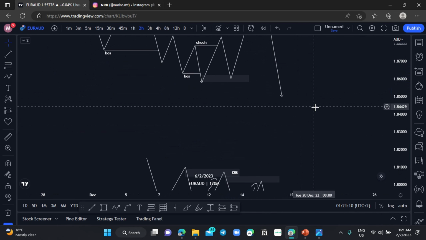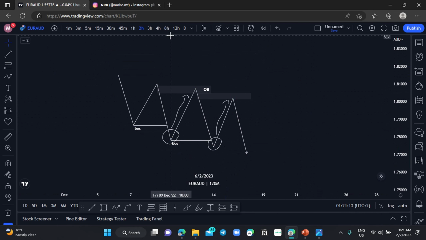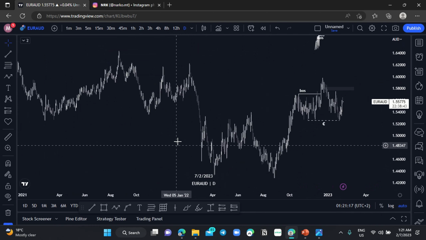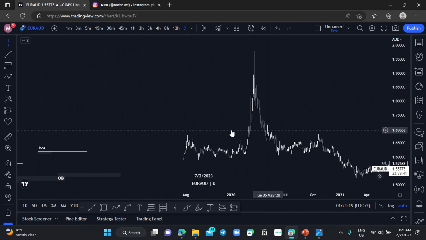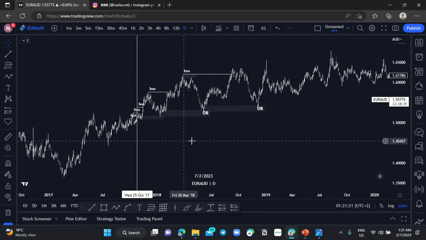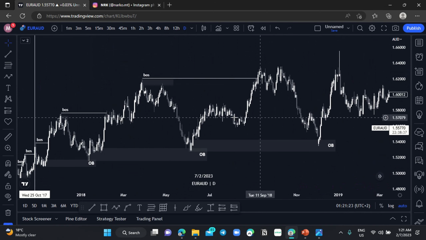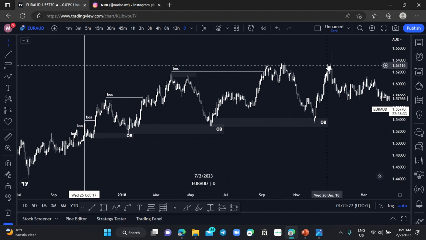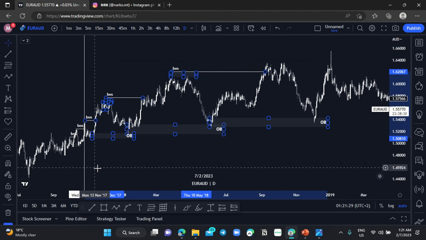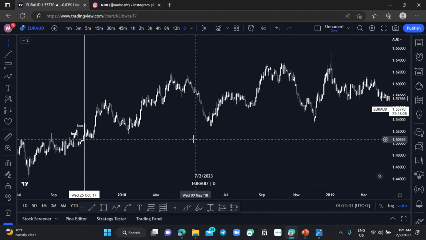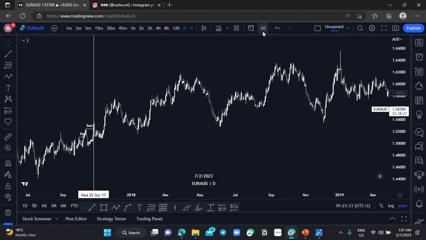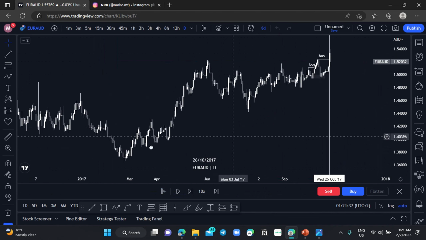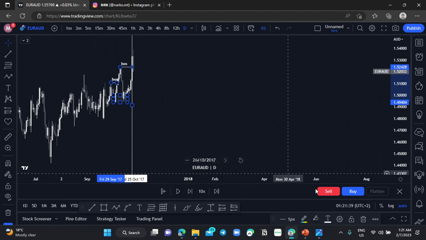Okay, so now that I've shown you the textbook examples, let's move on to the real market examples, excuse me. So here we have Euro AUD on the daily chart. Let's just move on to this example here. Let me just clear this up here.